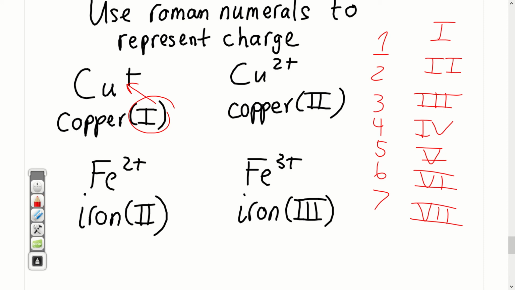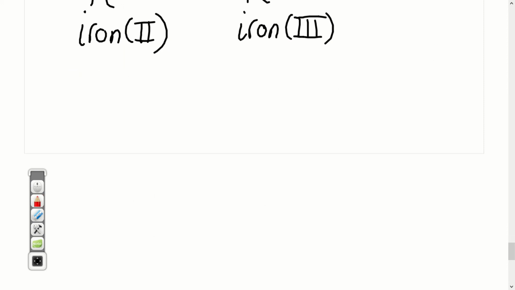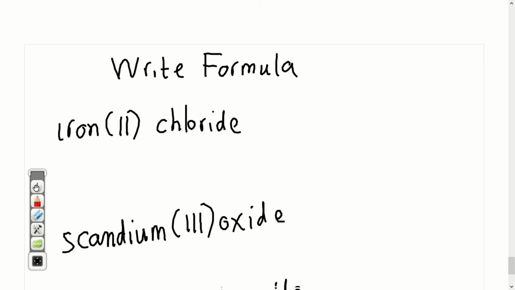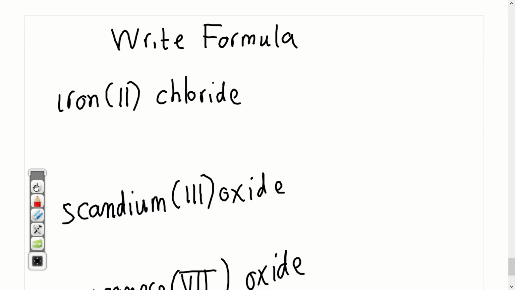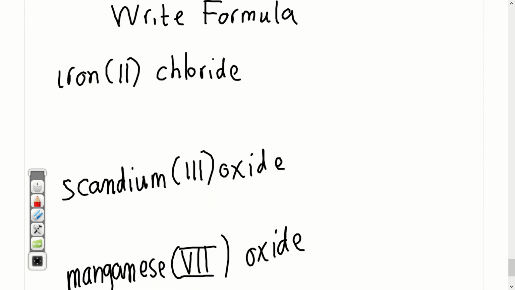So copper I has 1 charge, plus 1. Copper II has 2 plus. All of these charges are positive because this is only going to be for metals. We don't do nonmetals this way. This is only transition metals. So if we try a couple of them out here, what we would do is say this: we have iron II chloride.